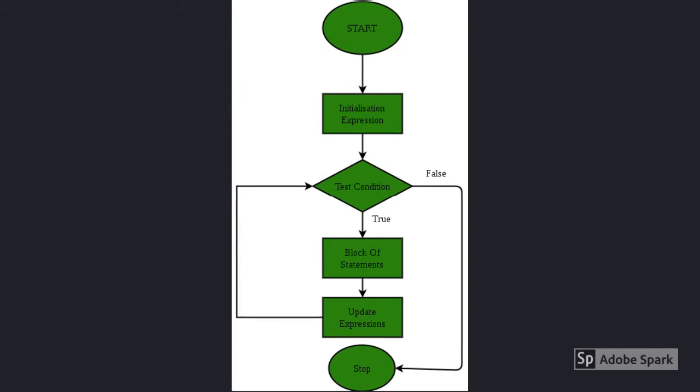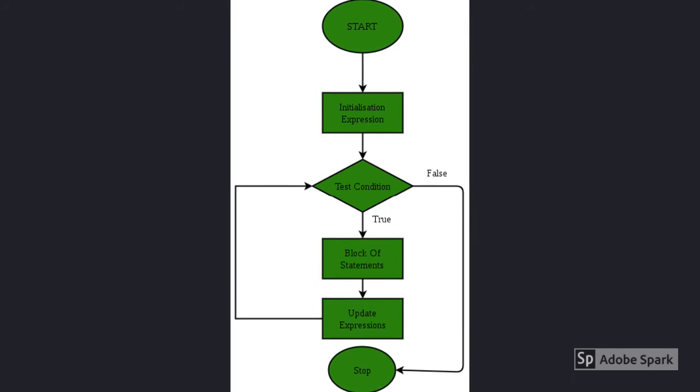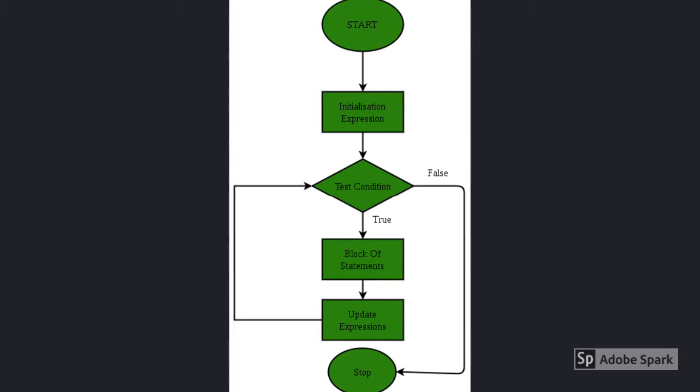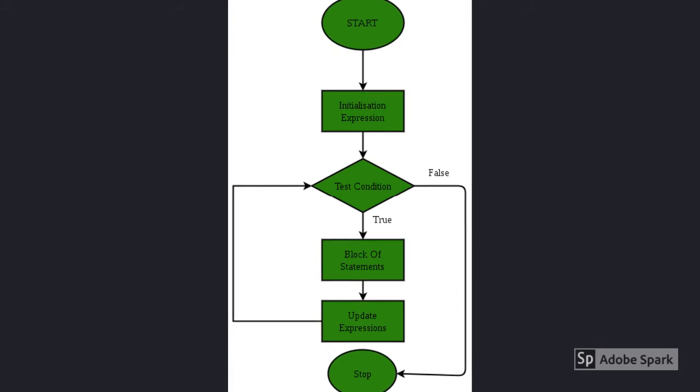In this flowchart, you can see that we have initialization expression, test expression, and update expression. Initialization expression is where we have to initialize the loop counter to some value.